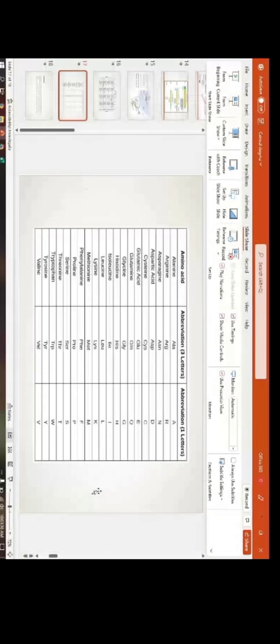Once the stop codon appears, class, the tRNA stops coding the protein, the code of the mRNA. Okay? So that's it for this class.